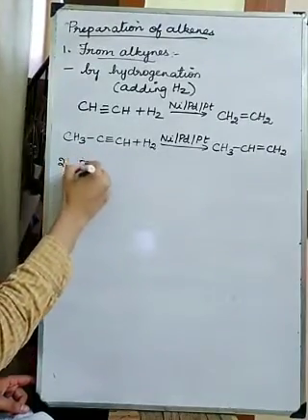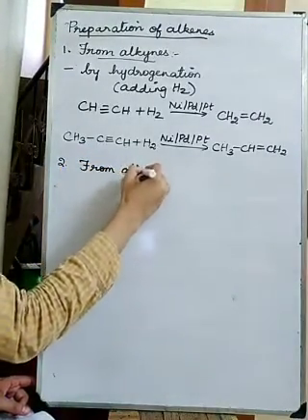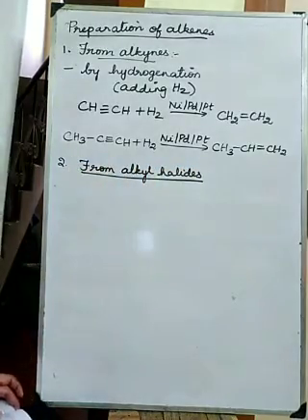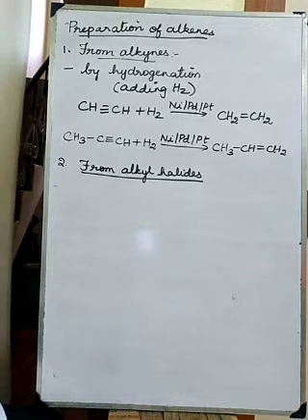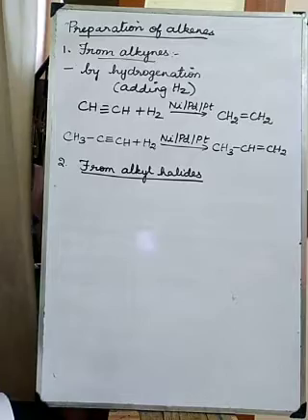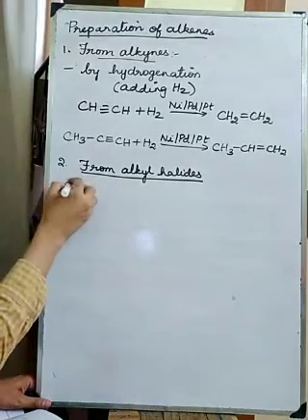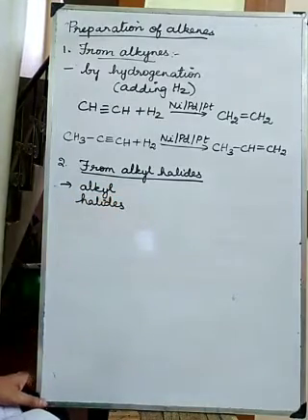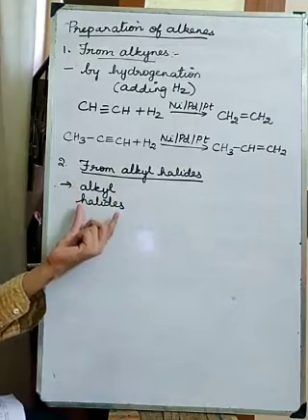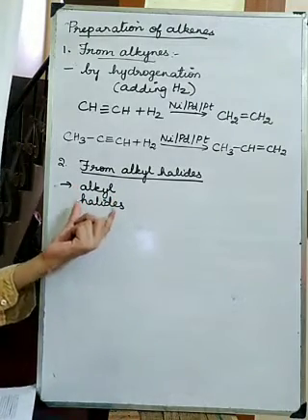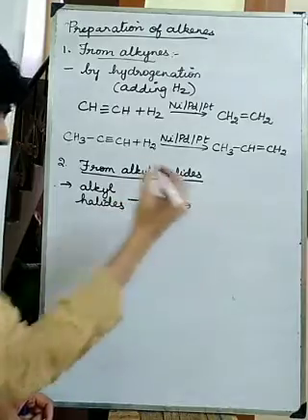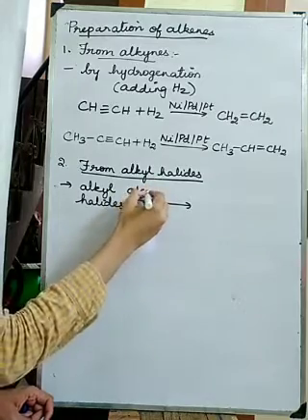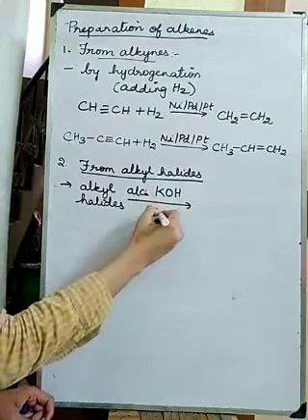Next, from alkyl halides. So we are going to treat these alkyl halides. Alkyl halides means what? Alkyl group with one halogen. This alkyl halide, I will be treating with alcoholic potassium hydroxide, and then I will be heating.